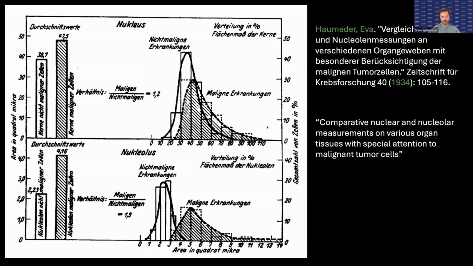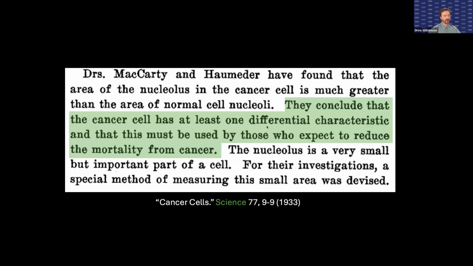And this work was presented the year before at the annual meeting of the AACR, the American Association of Cancer Research, in a little blurb published in a little journal you may have heard of called Science. And I love this particular sentence. And this is a description of a presentation at the AACR annual meeting. They conclude that the cancer cell has at least one differential characteristic, and that this must be used by those who expect to reduce the mortality from cancer.